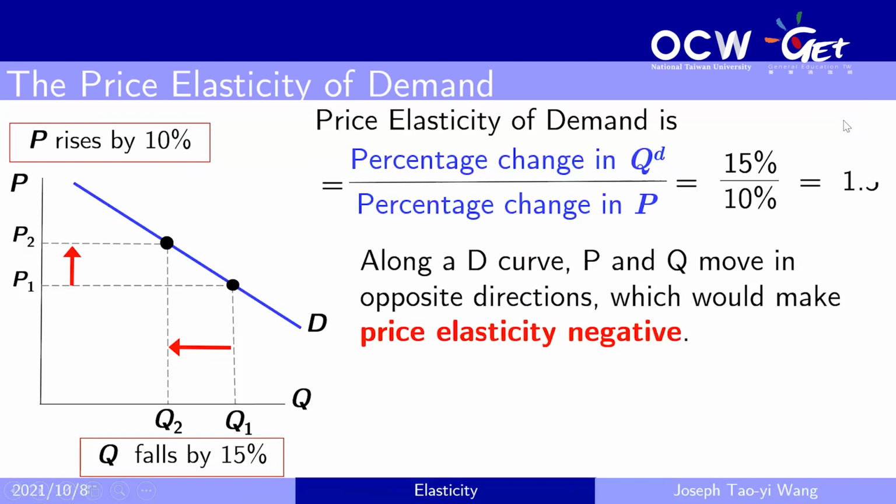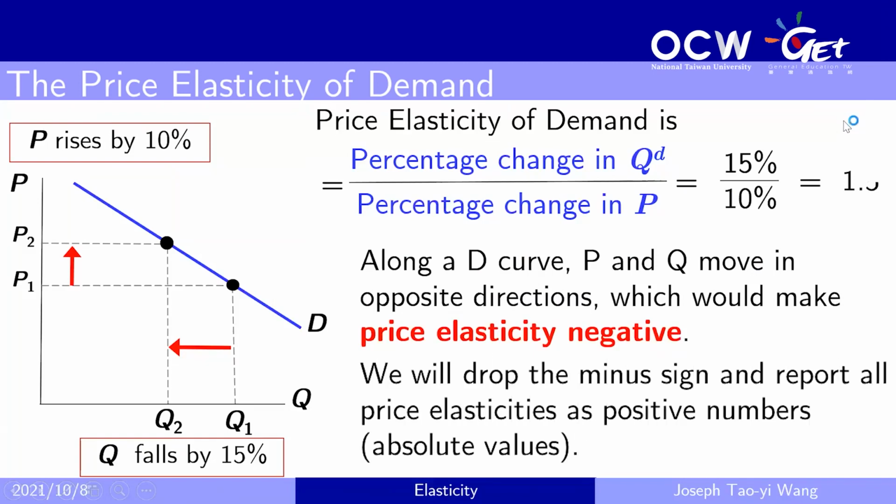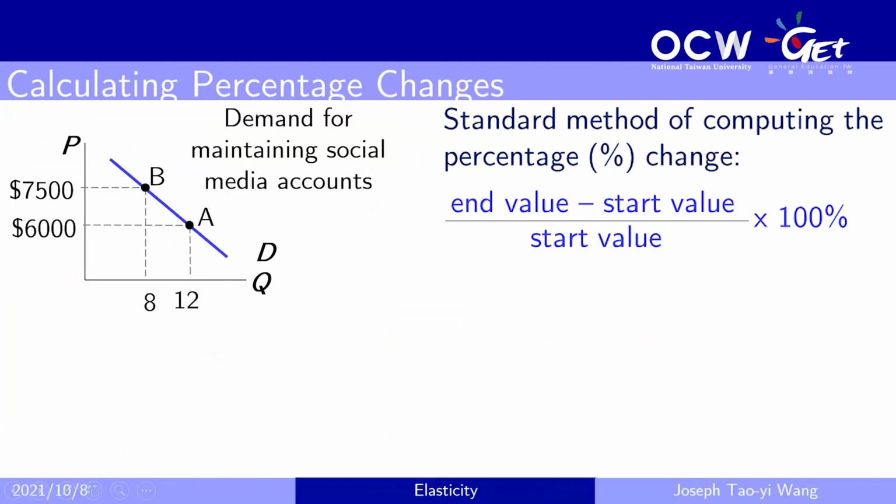Here, because we're on the demand curve, price and quantity move in the opposite direction. So price elasticity is always negative. But for convenience, we know the law of demand. So let's just drop the minus sign and talk about the magnitude of price elasticity, or the absolute value. So, okay, the standard way to calculate percentage changes is the end value minus the start value divided by the start value. That's a percentage.